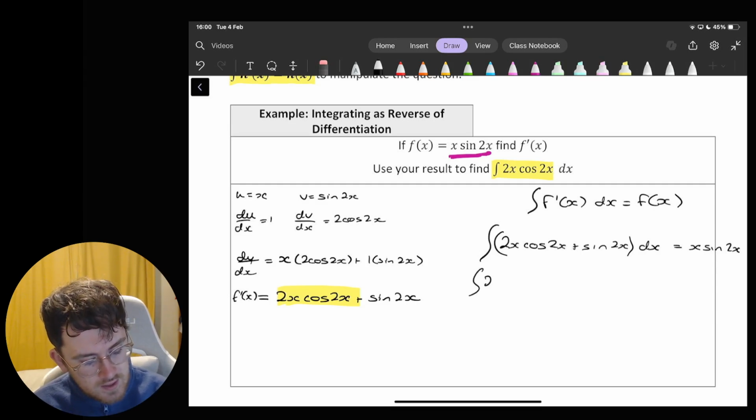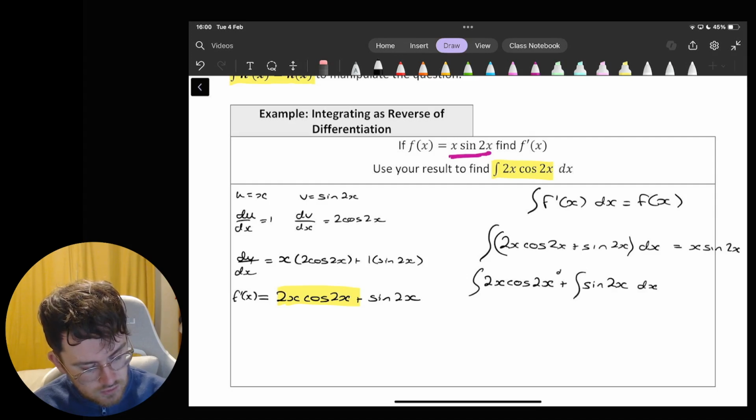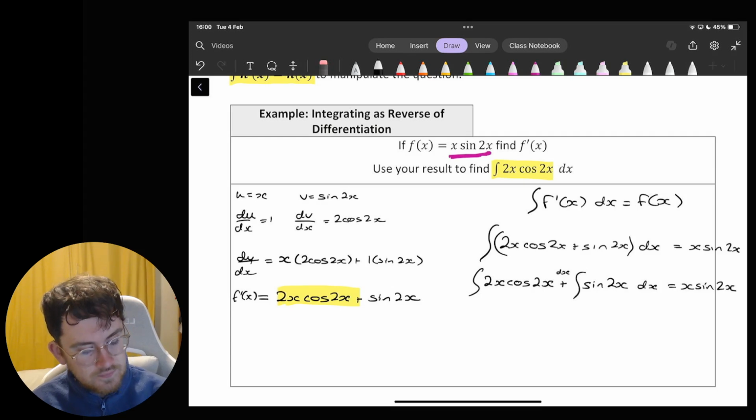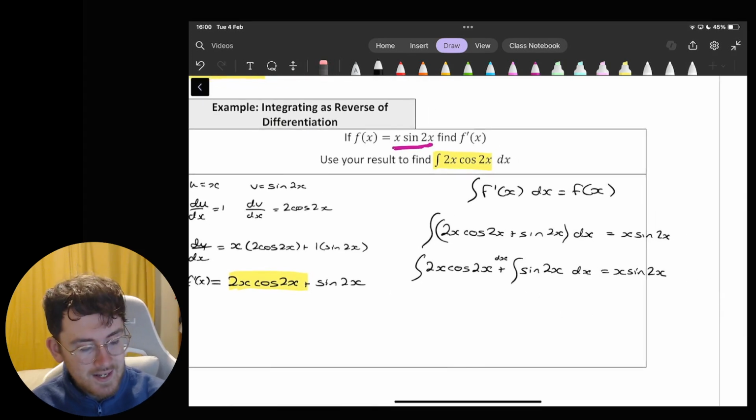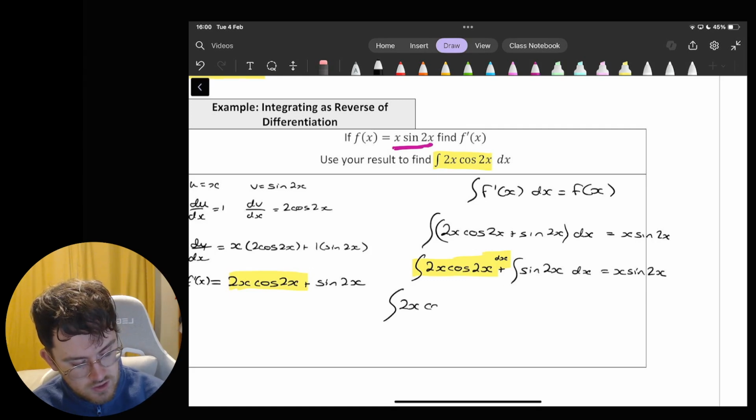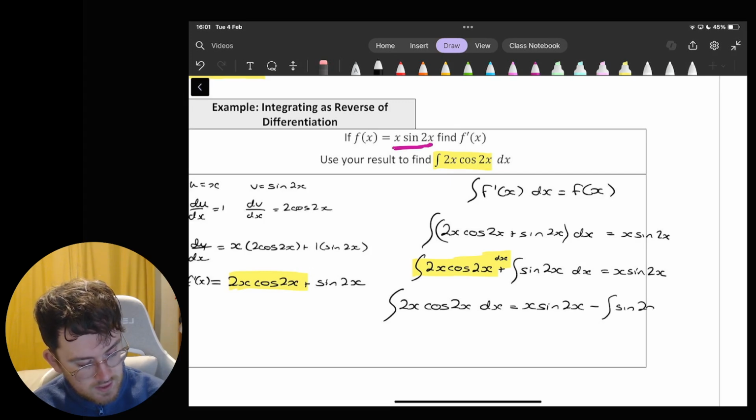Now we know as well that an integral of a sum can be split out to be a sum of integrals. So dx on both of these, and again keeping it still equal to x sine 2x here. And again, I now have isolated the part that was required in the question, so we'll keep that on its own on the left hand side. So the integral of 2x cos 2x dx is x sine 2x minus the integral of sine 2x dx.